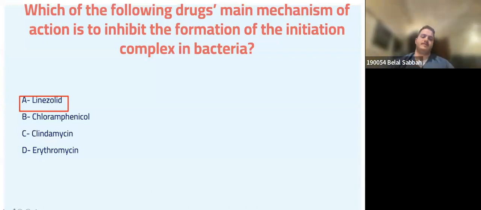The reason this question is from the previous PowerPoint, and I changed the question a bit, is because, as you'll see in a bit, I think B prevents initiation, but it's not its main mechanism of action. What you should know though, for linezolid, the main mechanism of action is the initiation complex. B is more for elongation, and then C just inhibits translocation, and D also inhibits translocation.